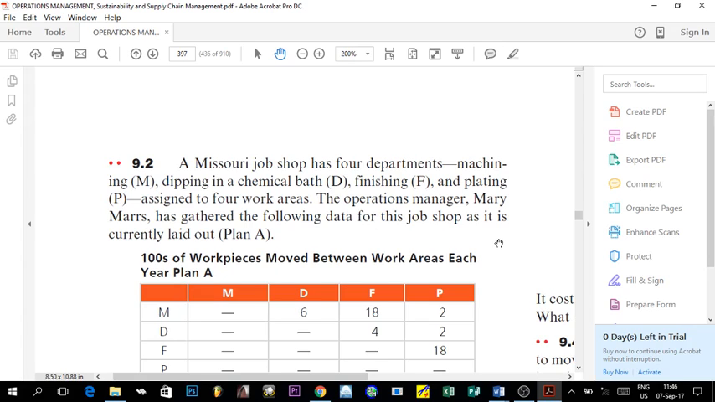As I said, it's still in a process oriented layout. In this case, you're looking at the ministry job shop, and according to what they are saying, this job shop has four departments. We have the machining, which is M, the dipping in chemical bath, which is D, the finishing, which is F, and the plating, which is P. Now all these four departments have been assigned to four areas. Now the operation manager Mary Ramos has gathered the following data for the job shop as it is currently laid out, which is plan A.